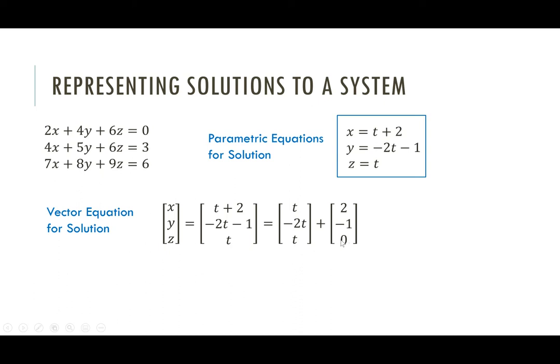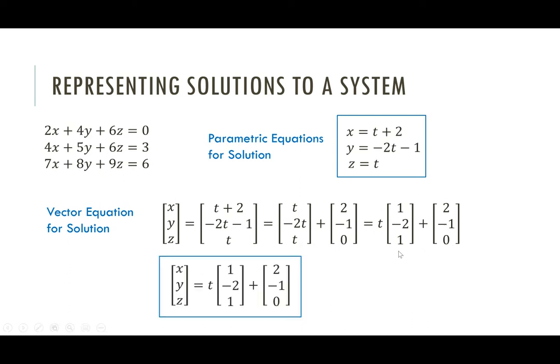Okay, so we've vectorized the variables on the right-hand side. Then we separated the parameter from the constant. And then our last step is to factor out this parameter. And this right here is where we wanted to end up. So the vector equation for the solution would look like this. You have your variables in a vector form, and then you have your parameter times a vector plus a constant vector.